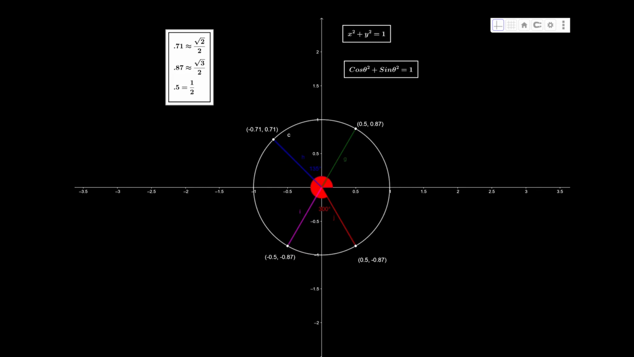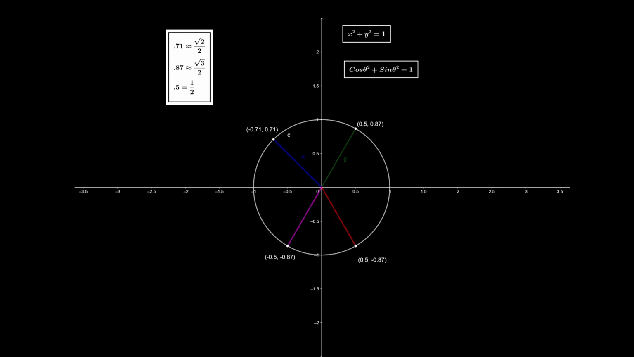Similarly, sine of 60 degrees, 135 degrees, 240 degrees, and 300 degrees are 0.87, 0.71, minus 0.87, and minus 0.87, respectively. So now you can see how cosine is related to the x-coordinate of these points, and sine is related to the y-coordinate of these points.